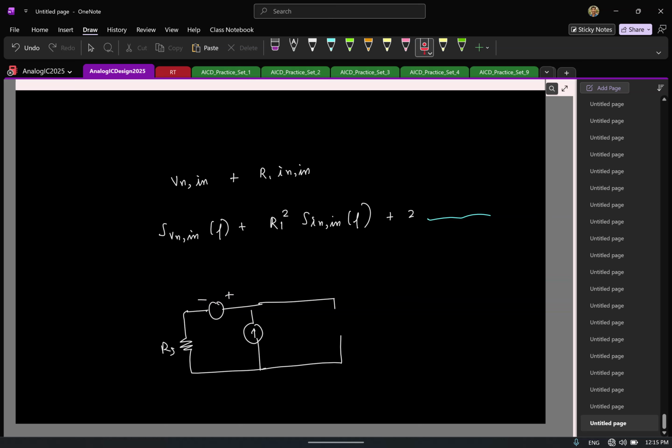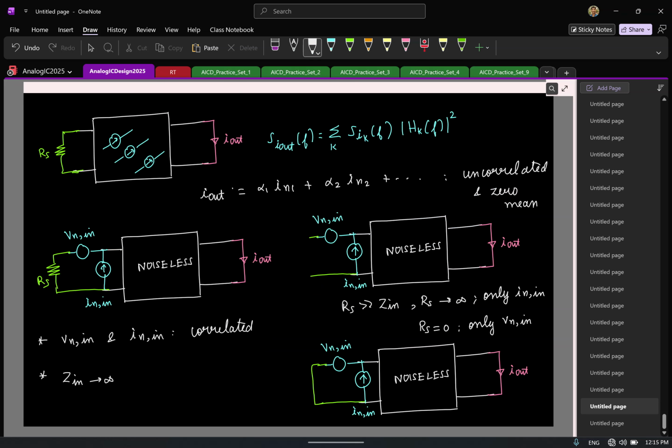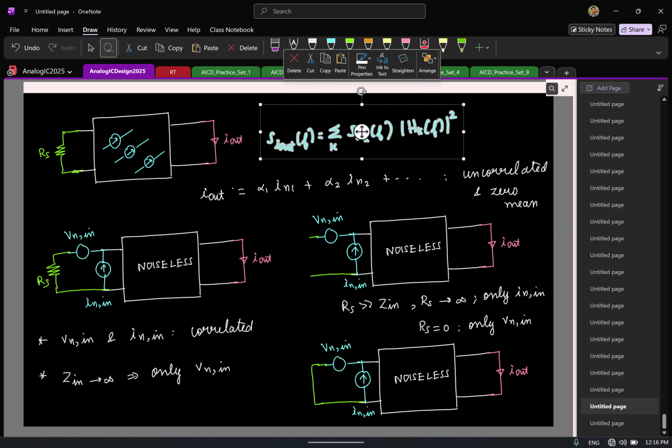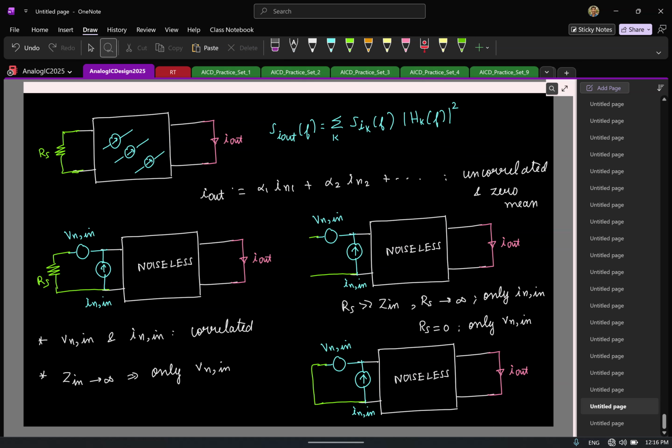What about the current? Do you think current will flow here? Open circuit, so none of the current flows. So this again leads to the observation that if Zn is infinity, you only need voltage or current. Only voltage is sufficient to model the input referred noise. If it is kind of confusing, look at examples and it will become very apparent. It's not very difficult, but this is something to have in mind. If the input impedance is infinity, you don't need to have the input referred noise current.